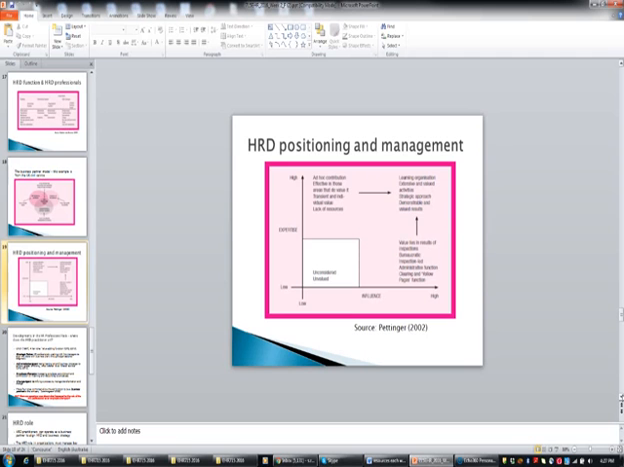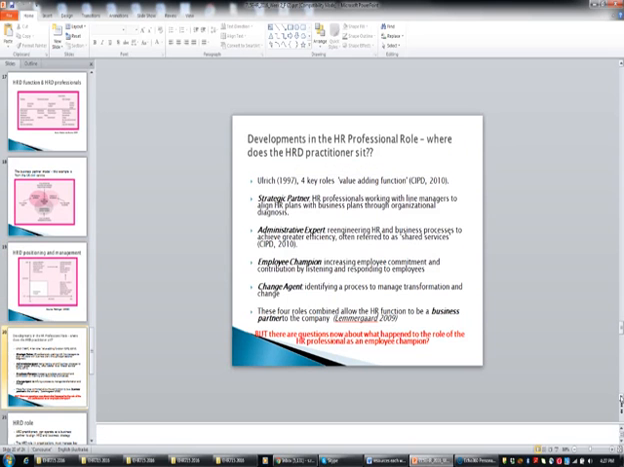And likewise, where the expertise might be high but the influence is low. So in other words, what we're looking for is high influence and high expertise. In terms of the HR professional role, where does the HRD practitioner sit? If you work as a HRD professional or you've worked with them, it's important to have a think about this, and I'm sure you have.